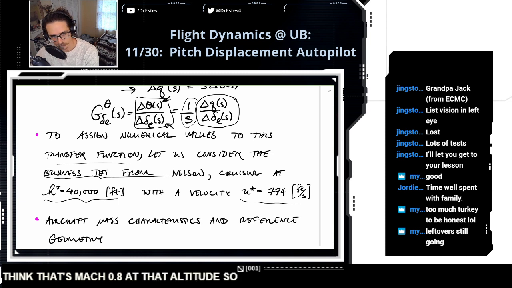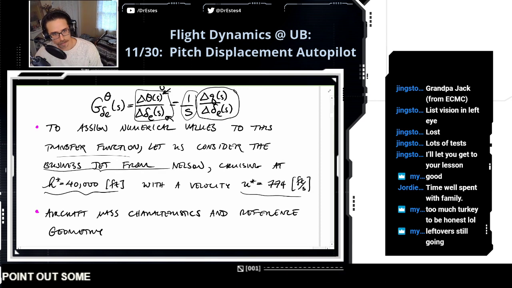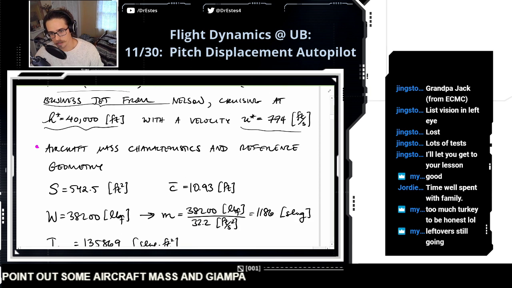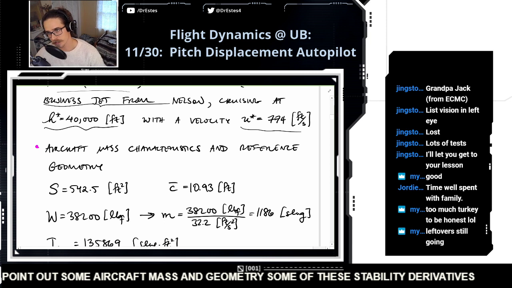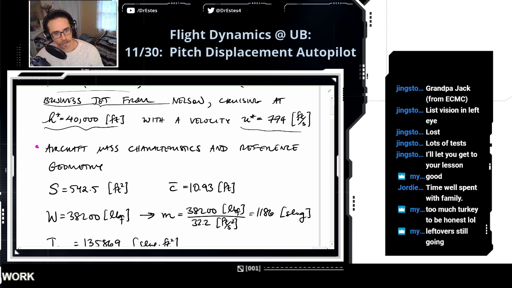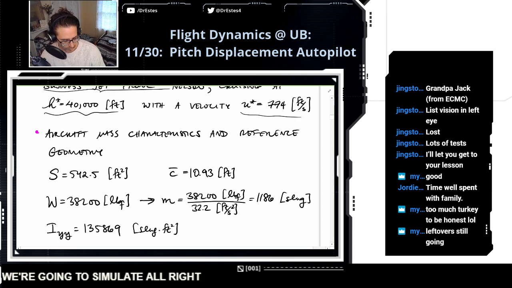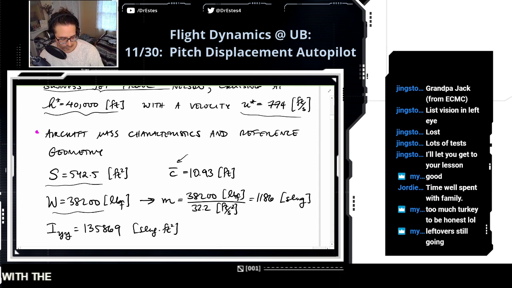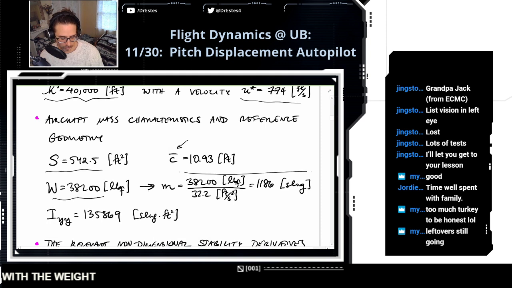So 80% of the speed of sound. So I'm going to point out some aircraft mass and geometry, some of these stability derivatives, and then we're going to bring this into MATLAB. So we'll have a model in MATLAB that we're going to simulate. All right, so we have the planform area, the mean chord, we have the weight. From the weight, you can get the mass in slugs.